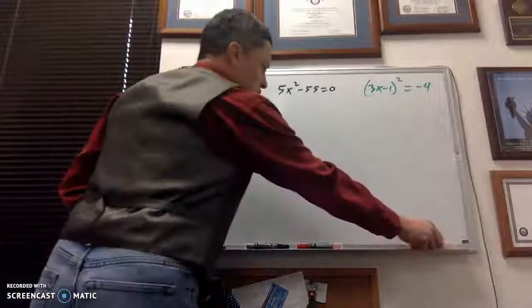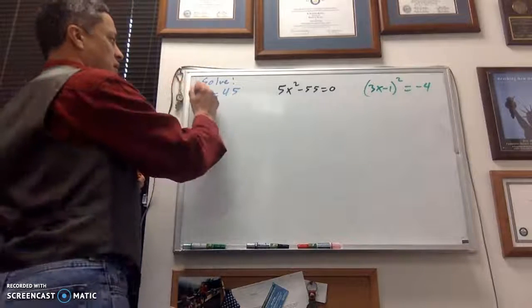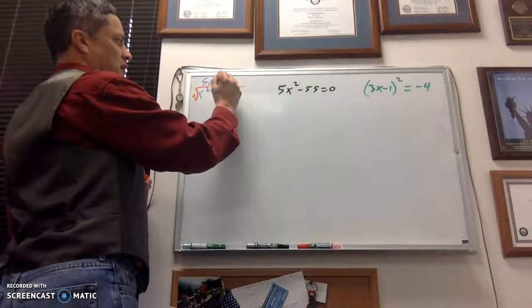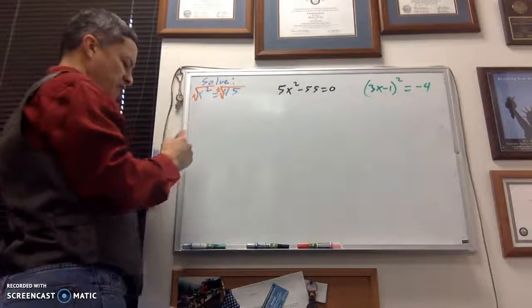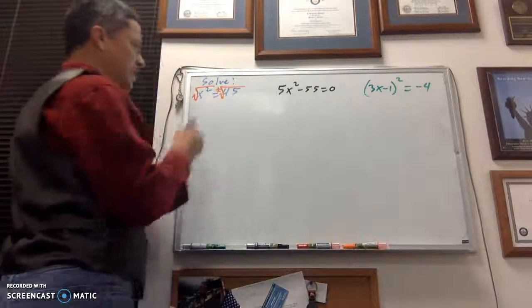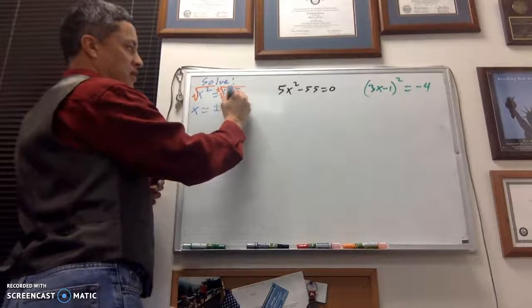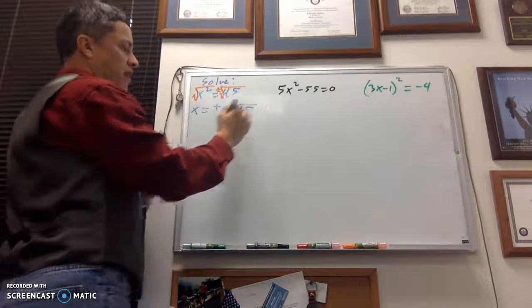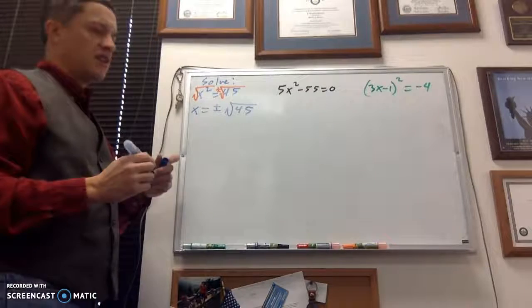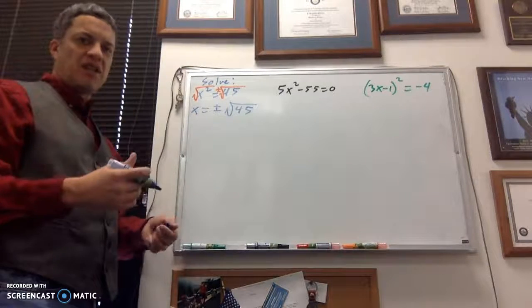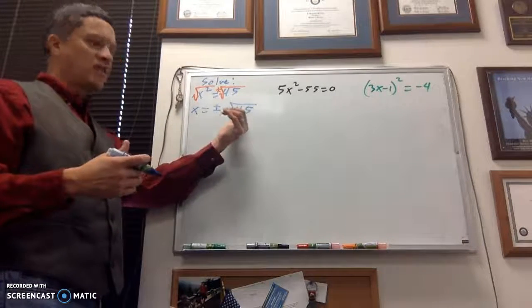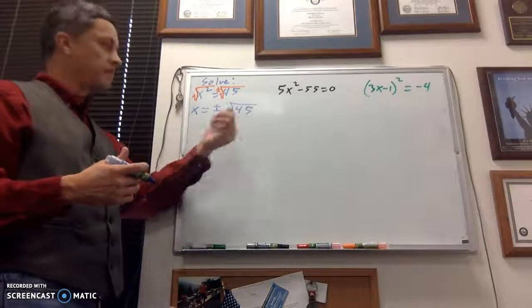Well, if we took the square root to both sides, now when we do that, the left hand side will just be an x, but the right hand side, we do need to write plus or minus the square root of 45. The reason we're doing that is because a negative times a negative will come out to be this 45 here.